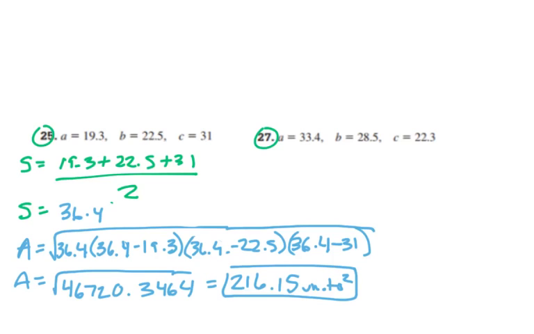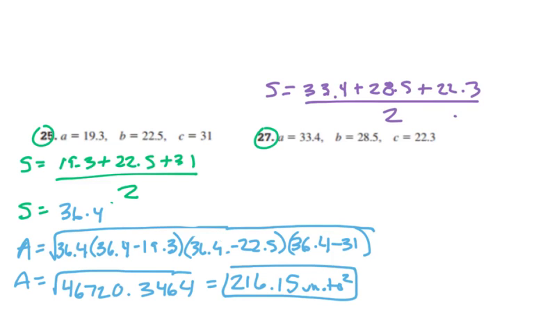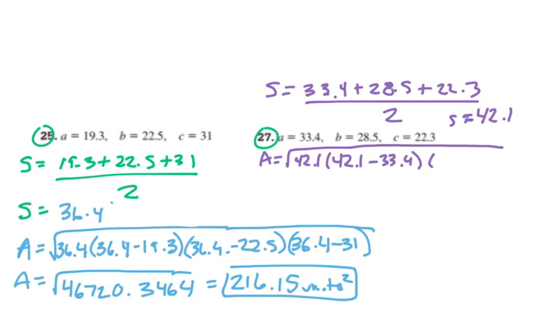Alright, and then the next one, I'm going to find the semi-perimeter again. Hopefully this time I won't divide twice. So I'll add each of the pieces together. And so we end up with an S of 33.4 plus 28.5 plus 22.3 divided by 2. So 42.1. Alright, and so to find our area, we're going to do the square root of 42.1 times 42.1 minus 33.4, etc., etc.